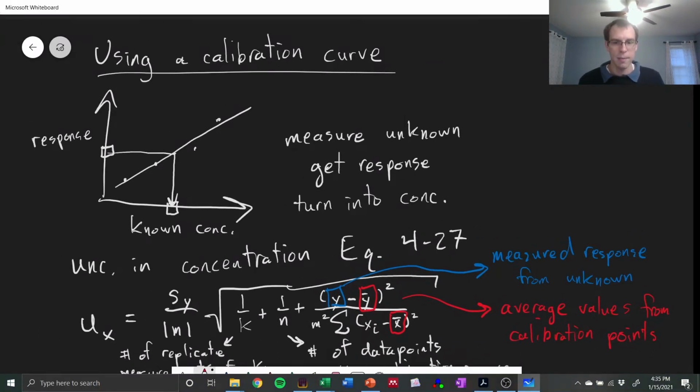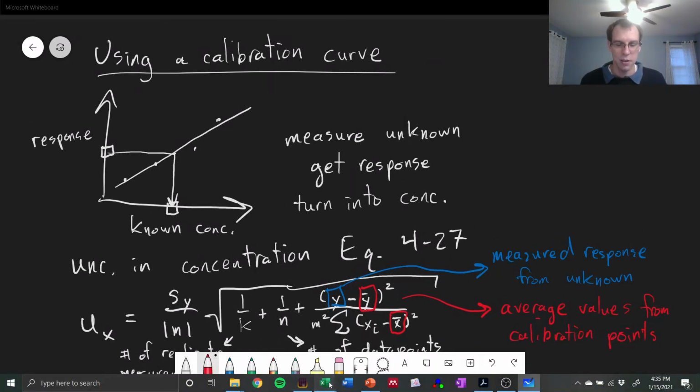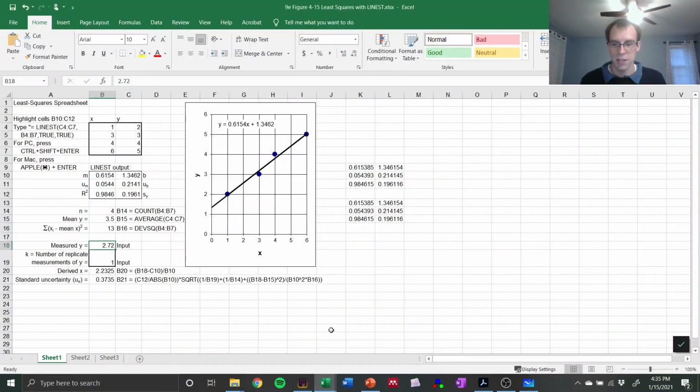Let's look at our example data and see how we can calculate this. So if we go back to the spreadsheet that we have here, let me just make this a little bit bigger.